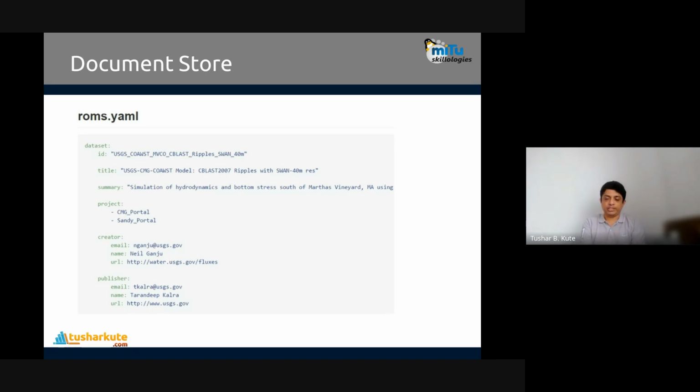The aggregate data model contains exactly the YML file format, something like this. Dataset root, under it ID, first name, then title, second summary, project; under it again two are there. Again creator, under creator we have another name, email with its value, name with its value, URL with its value, something like that shown over here. Publisher, under publisher we have email, name, then URL. This is the YML file format. YML stands for YAML Ain't Markup Language, that's the full form.